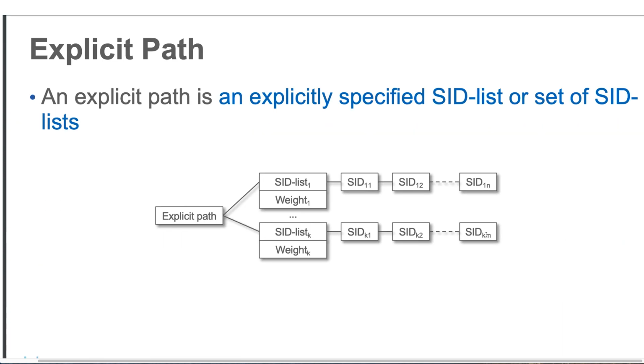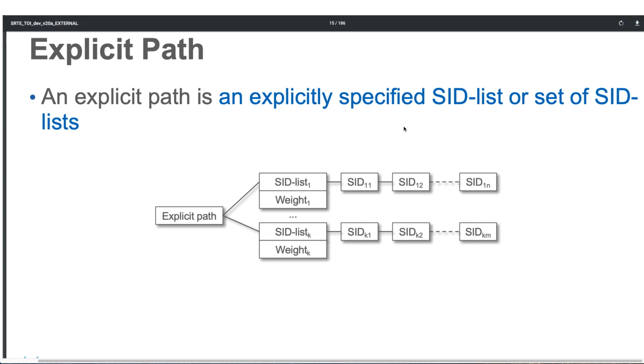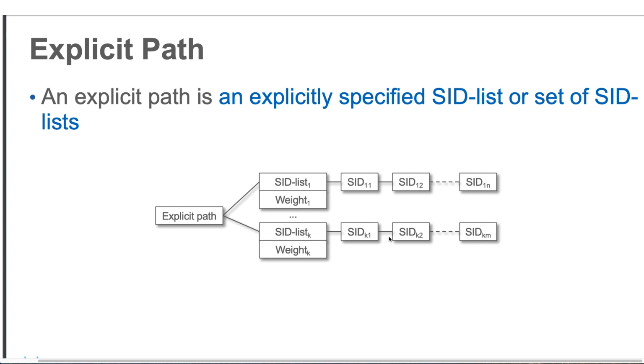Now let's quickly talk about an explicit path. As the name says, you as an end user are configuring explicitly and telling the policy, I want you to follow this specific path, no exception. So an explicit path explicitly specifies a SID list or a set of SID lists. When you configure a path, you can define different SID lists and associate a weight, and once that path is configured, you can associate it with your SR policy. This is explicit, as simple as that. You have dictated that you want your policy to take this path.